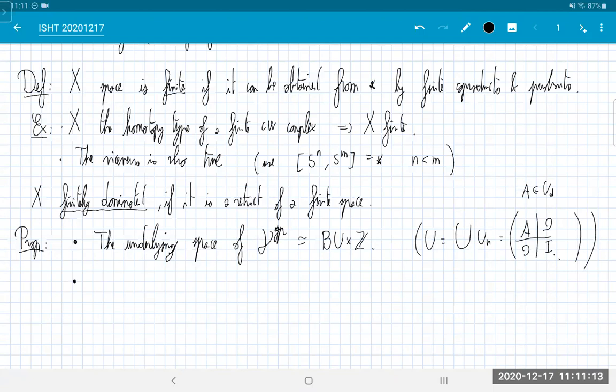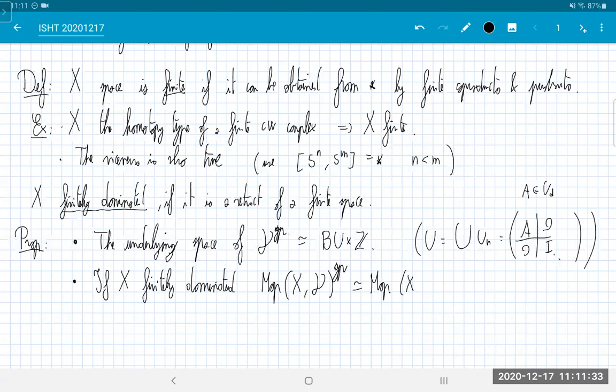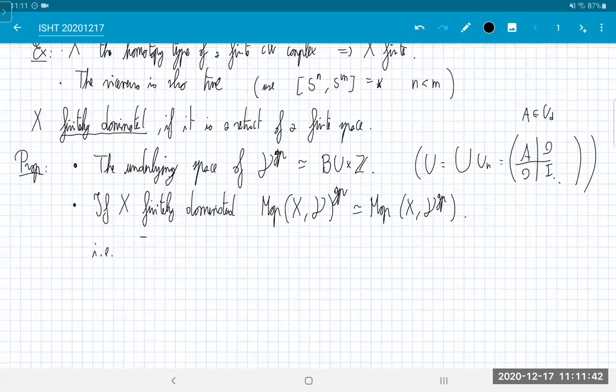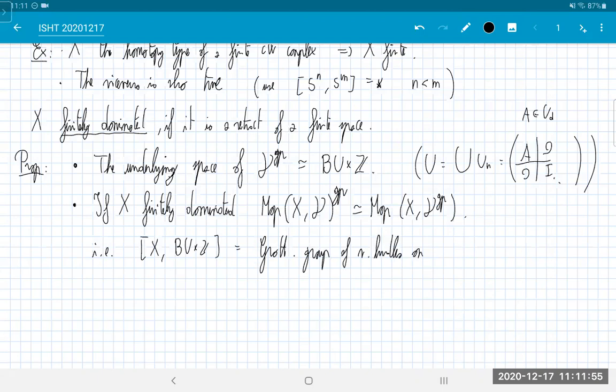And the other statement is that if X is finitely dominated, then maps from X to V, so remember this is the space of vector bundles, and group completion, this is maps from X. I can move the group completion inside. In particular, maps from X to BU times Z is the group of vector bundles on X. That is, the group of all formal differences of vector bundles.